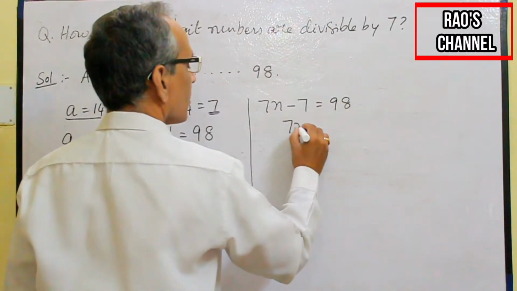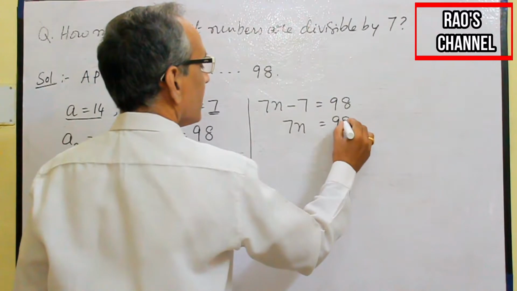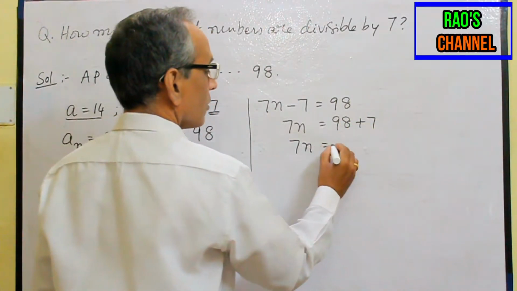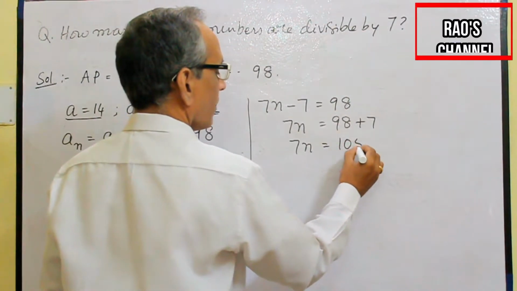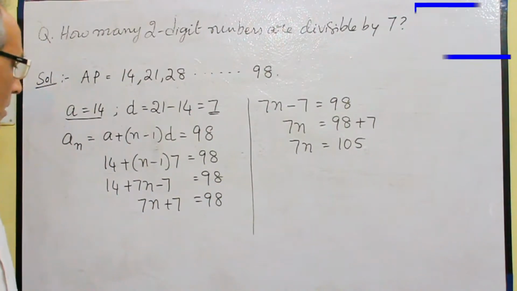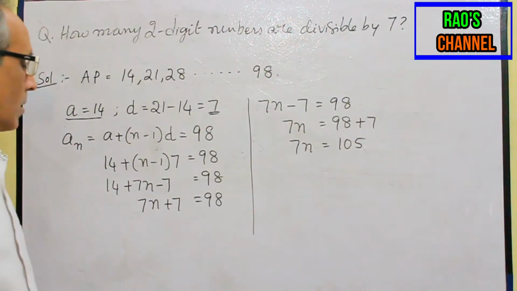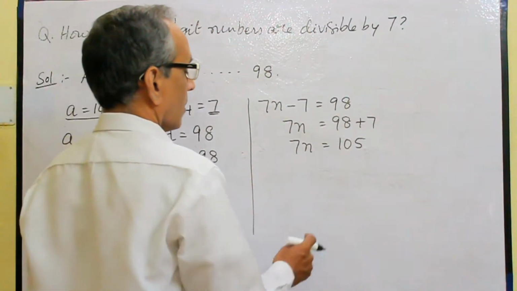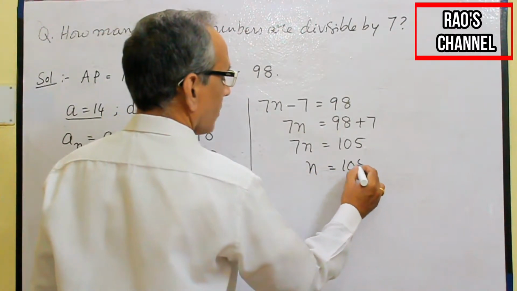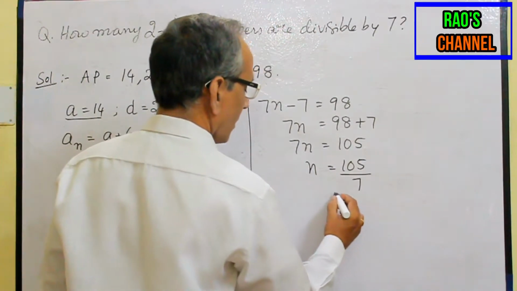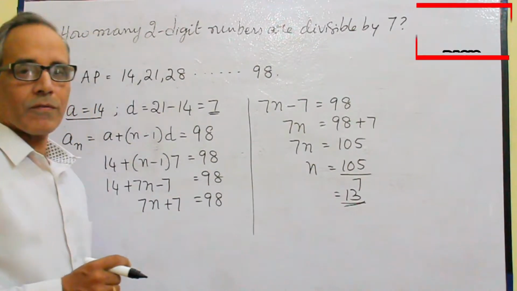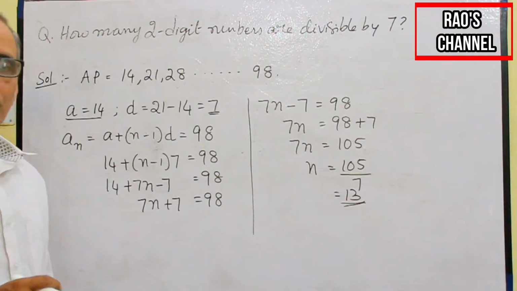So 7n is equal to 98 minus 7. So 7n is equal to 91. So n is equal to 91 by 7, which is 13. So there are 13 numbers which are divisible by 7.